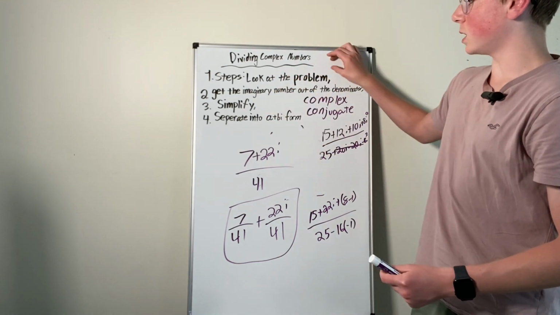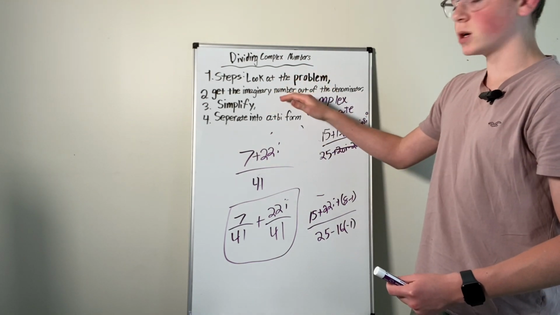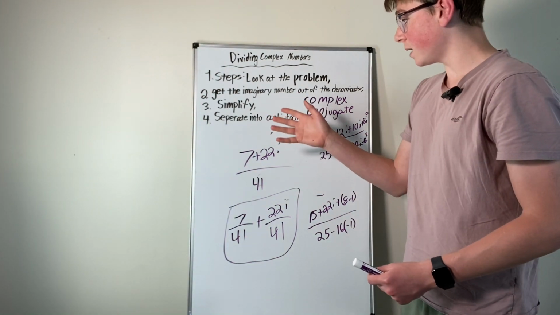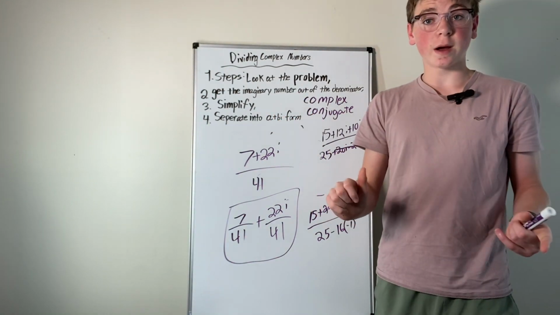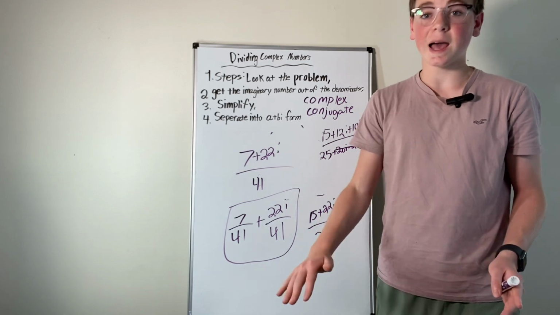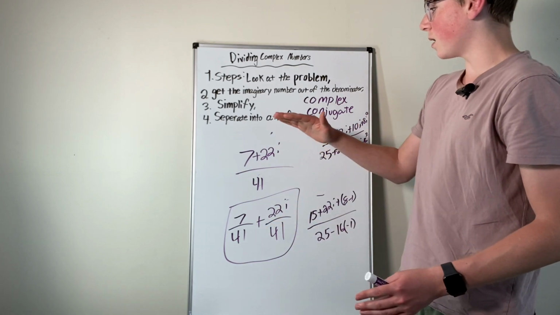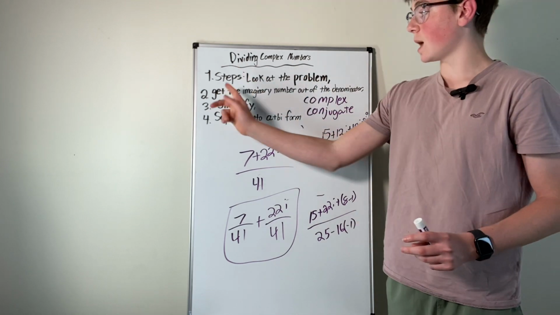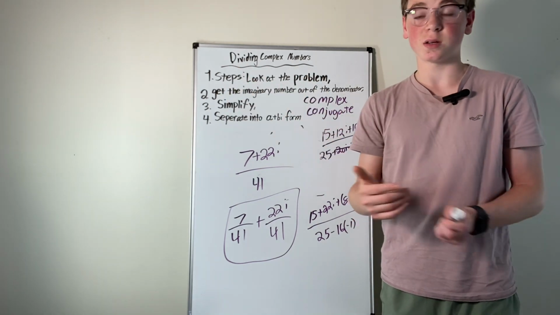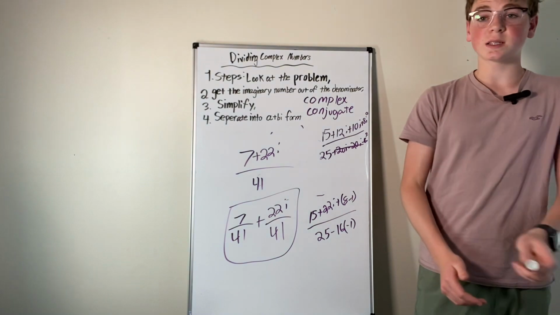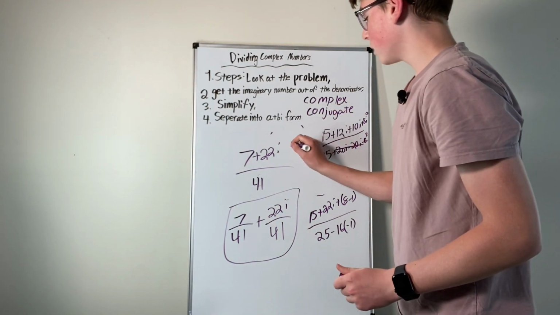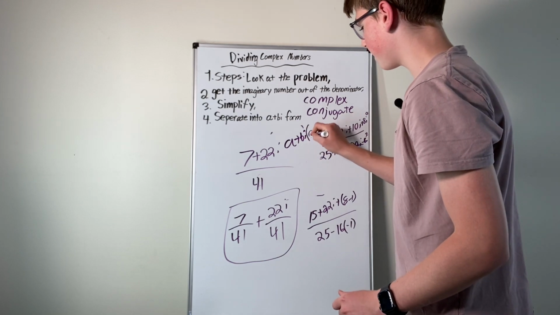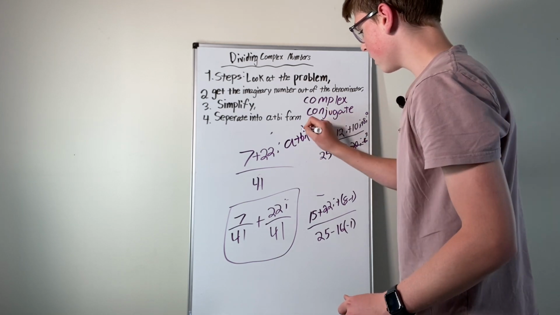What you did is you looked at your problem, you got the imaginary number out of the denominator, then you simplified. You just simplified the i squared, and you canceled the i out of the denominator, and then you separated it into a plus bi form. Remember, in step 2, when you get the imaginary number out of the denominator, you use the complex conjugate, which means the first term will be a plus bi in the denominator, and then you multiply that by a minus bi.